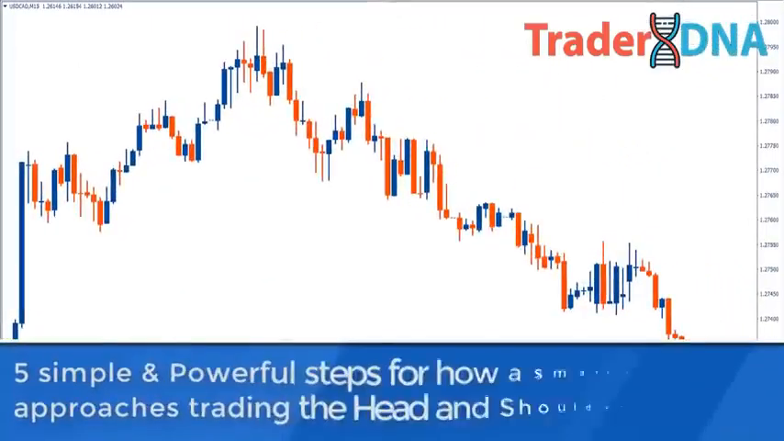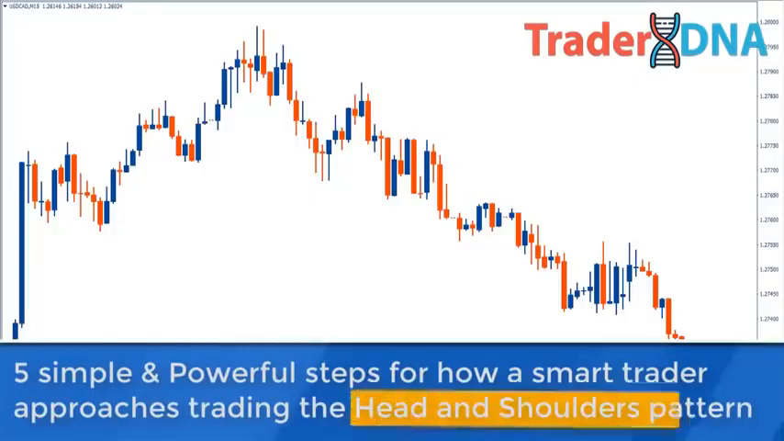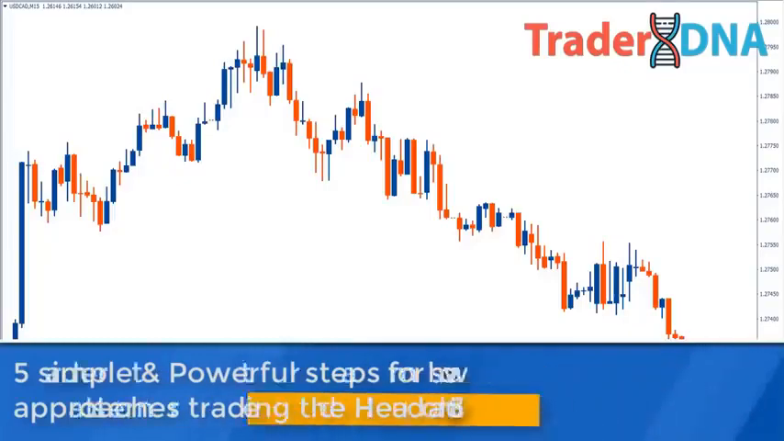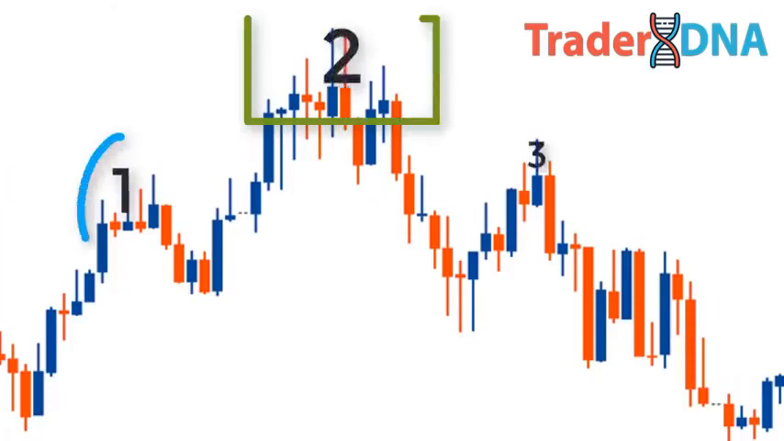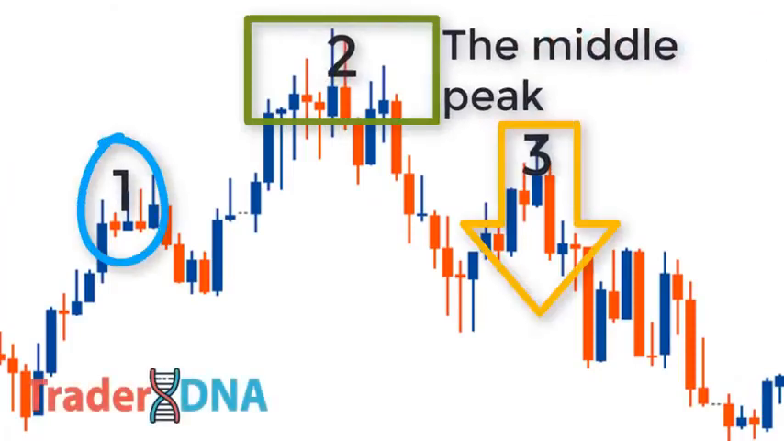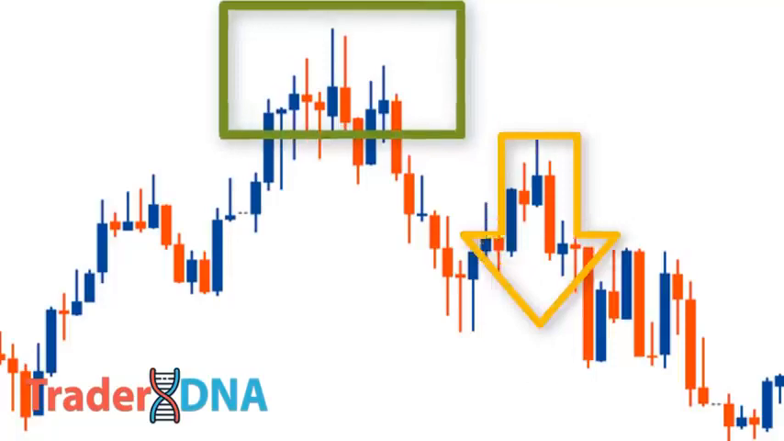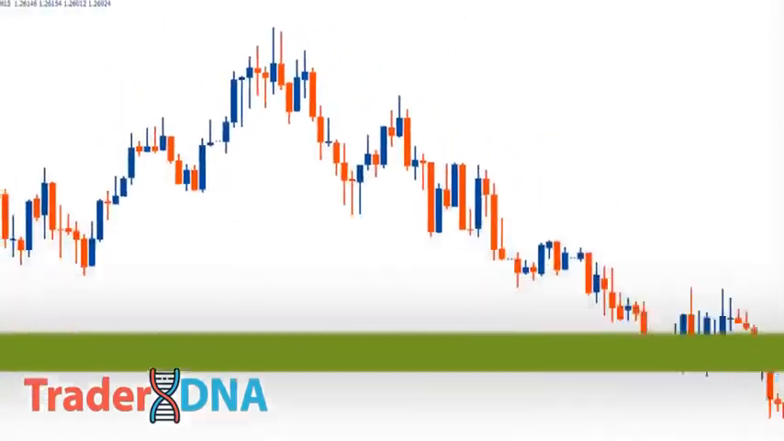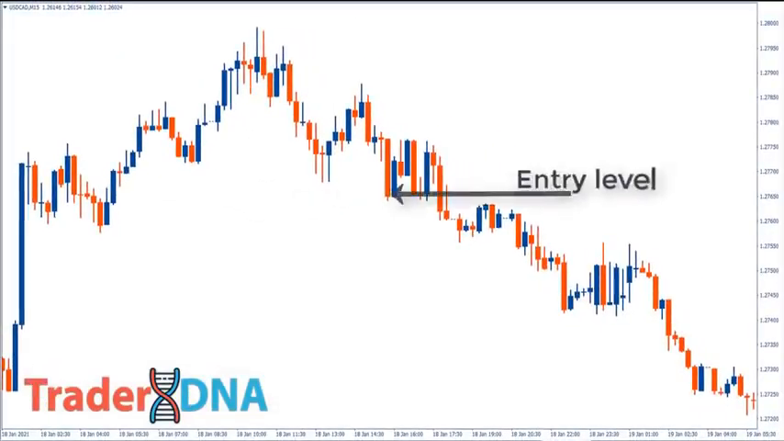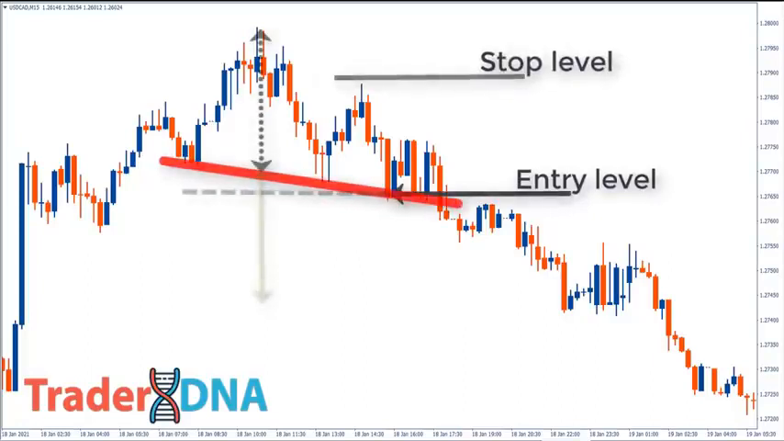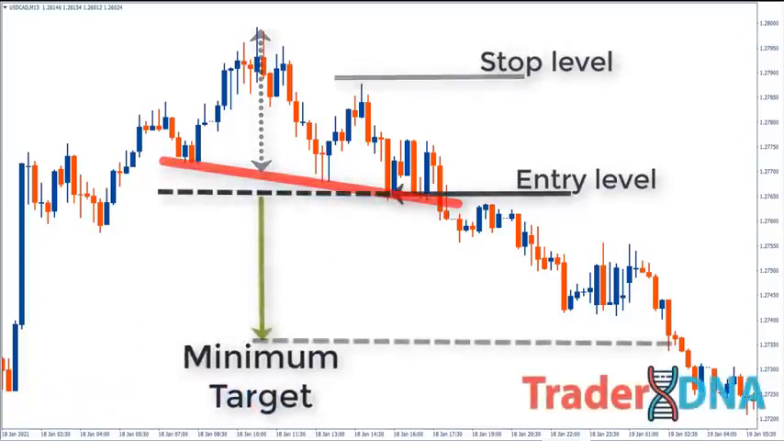5 simple powerful steps for how a smart trader approaches trading the head and shoulders pattern. The head and shoulders chart pattern is a popular and easy to spot pattern in technical analysis that shows a baseline with 3 peaks, the middle peak being the highest. The pattern appears on all time frames and can, therefore, be used by all types of traders and investors. Entry levels, stop levels, and price targets make the formation easy to implement as the chart pattern provides important and easily visible levels. The head and shoulders pattern is believed to be one of the most reliable trend reversal patterns.